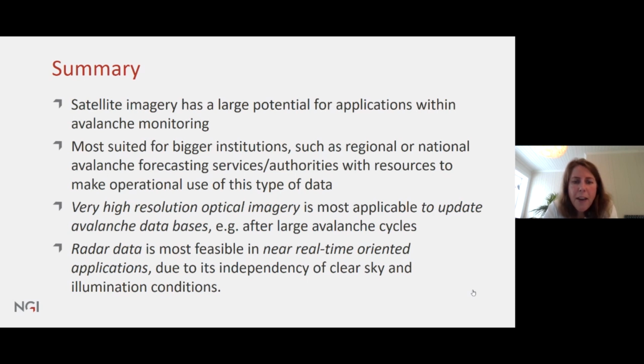I showed you that very high-resolution optical imagery is most applicable to update avalanche databases after large avalanche cycles, so once the good weather has set in again and you're able to actually capture good optical imagery. Whereas the radar data is most feasible in near real-time or real-time oriented applications because it's independent of clear sky and illumination conditions. And therefore you can use it very close up to avalanche cycles and almost continuously within your avalanche forecasting framework.